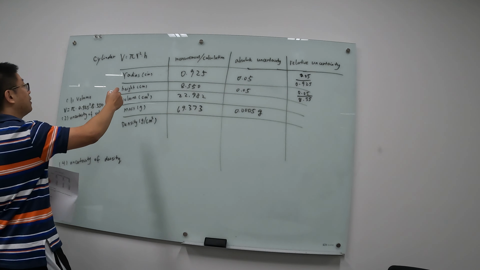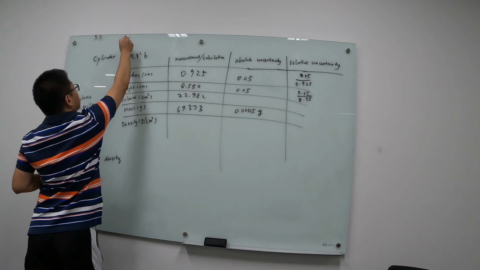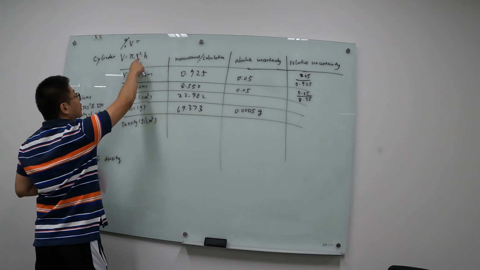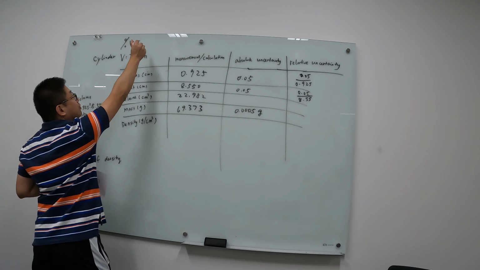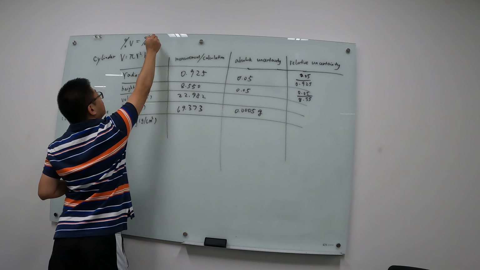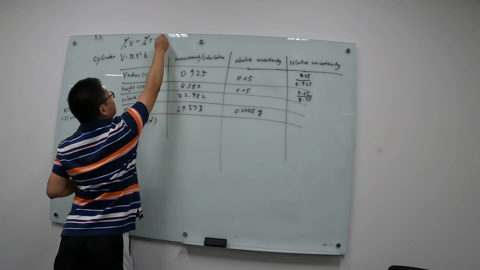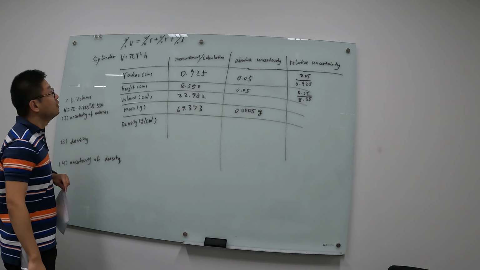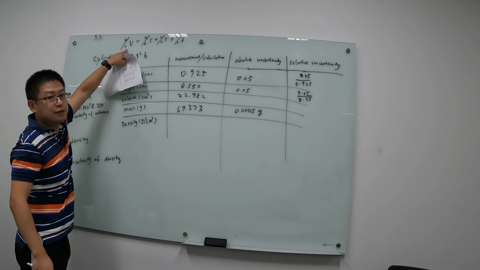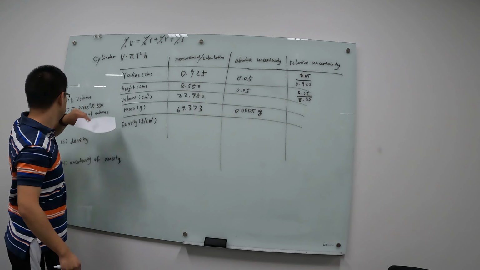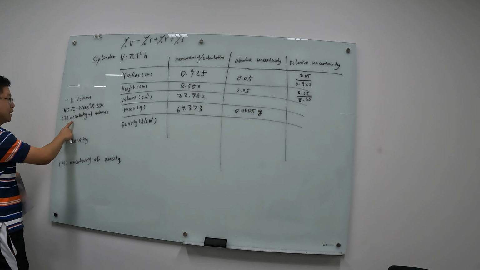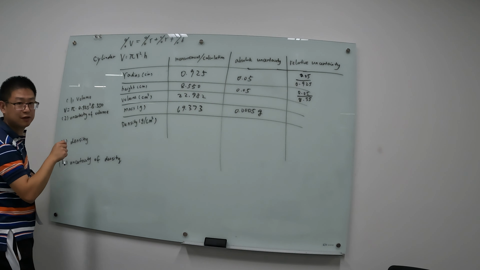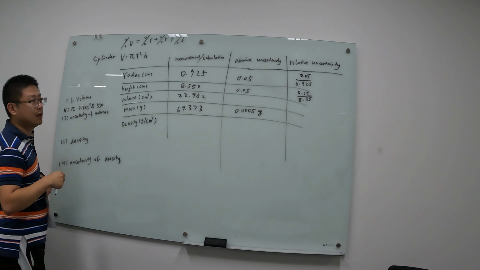So, do you remember this equation? The relative uncertainty on volume equals, because the r is squared, two times the relative uncertainty of r, plus the relative uncertainty on h. So that's how we calculate the relative uncertainty on the volume. Question 2 asks you to calculate the uncertainty of volume. So you need to calculate both the relative uncertainty and absolute uncertainty.